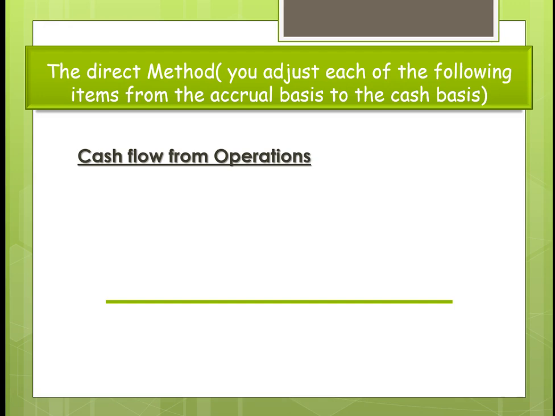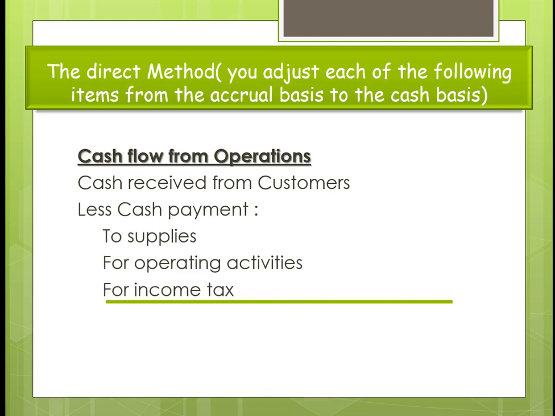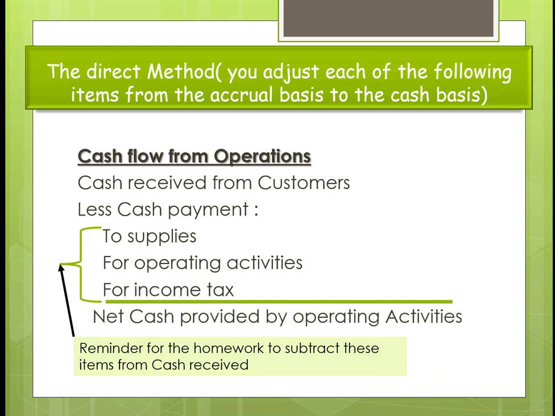Now, cash flow from operations, you adjust each of the following items from the accrual basis to the cash basis. Cash received from customers, less cash payments to suppliers for supplies, operating activities, and income tax. And remember, these are always subtracted. I've seen on the homework where sometimes people try to add them in. Don't do that. And that will give you net cash provided by operating activities.